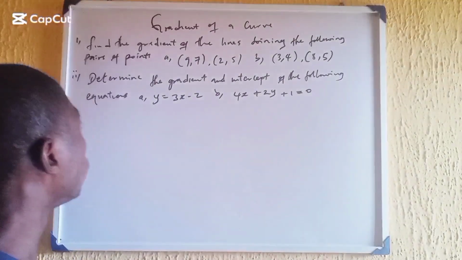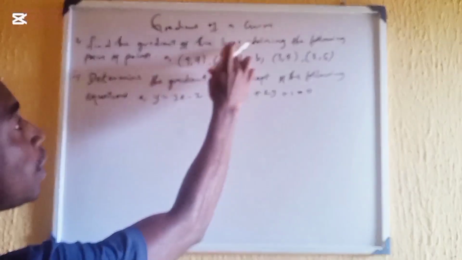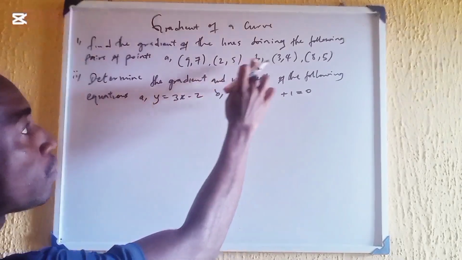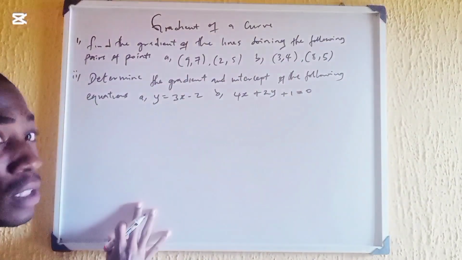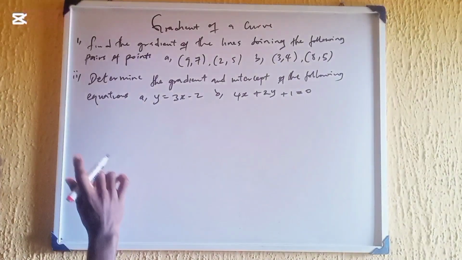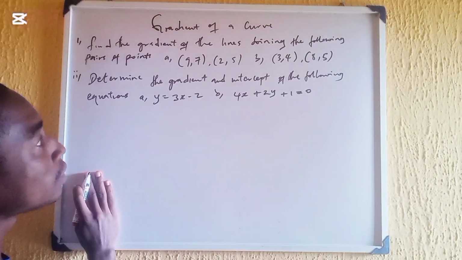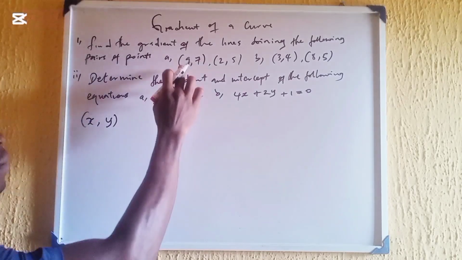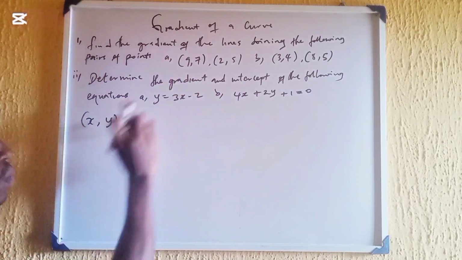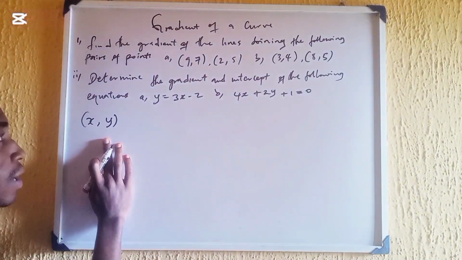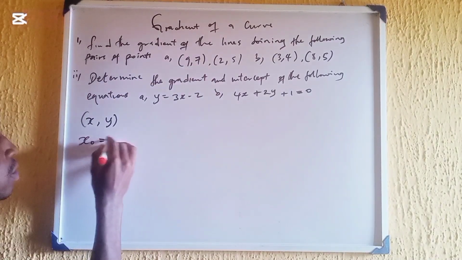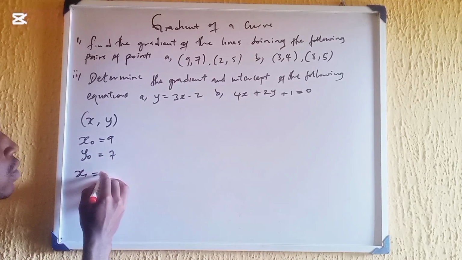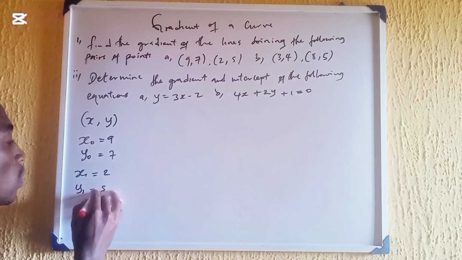Now, for the first example, we have: find the gradient of the lines joining the following pairs of points. We have (9, 7) and (2, 5), then B, (3, 4) and (8, 5). Now, how do we go about finding the gradients for the lines? We say x, y. That means the first point is for the x-axis, while the second point is for the y-axis. So we can say that x0 is equal to 9 and y0 is equal to 7. Then x1 is equal to 2 and y1 is equal to 5.